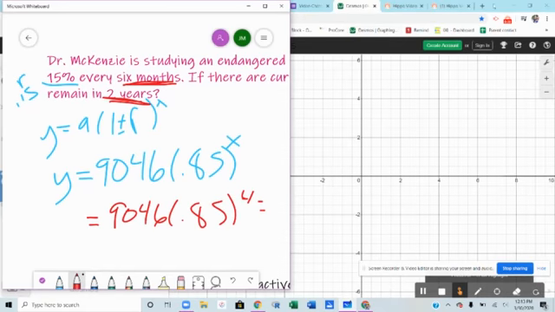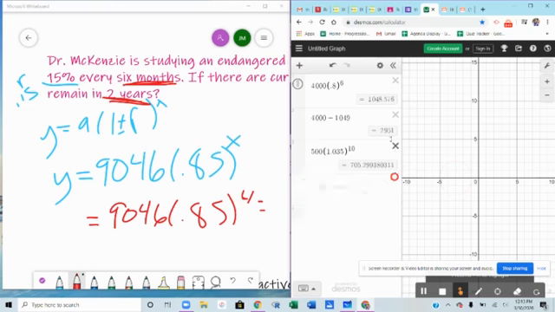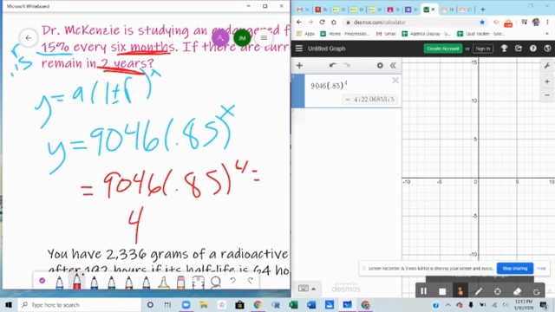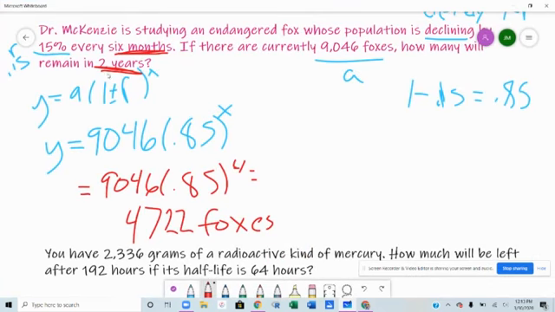And then going back to Desmos, let me delete some of these that I've got. So we've got 9,046 is how many we had to begin with. Our decaying rate ended up leaving us with 0.85 to the power of 4 because there are 4 sets of 6 months in 2 years. We were talking about foxes in this problem, so no decimals. So 4,722 foxes. That's how many are left after 2 years, every 6 months of decay.